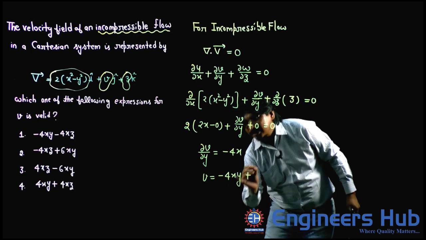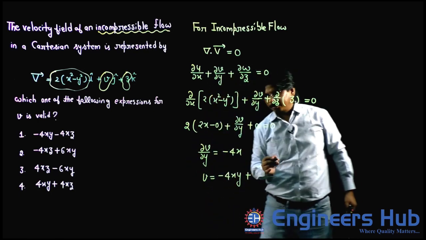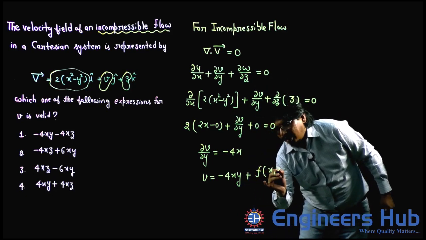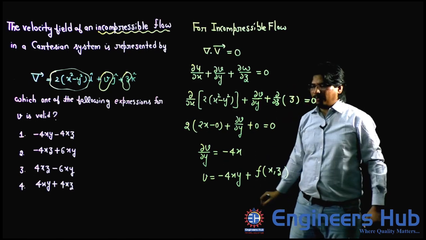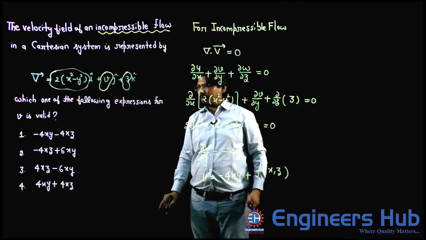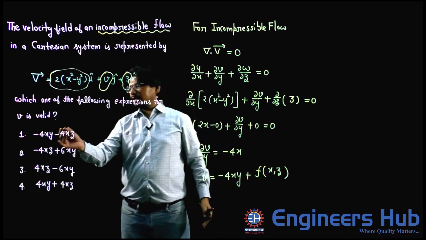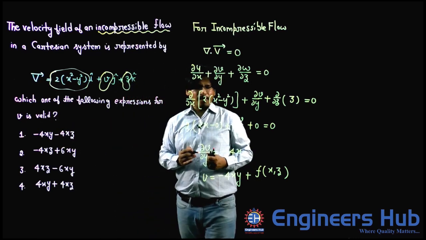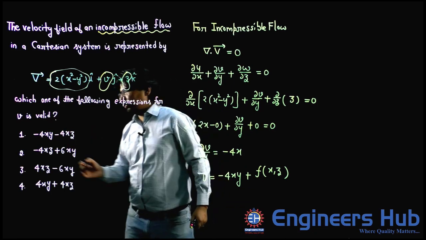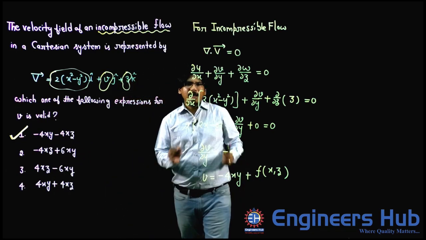4xy plus some arbitrary constant will come. I am doing the partial integration with respect to y now, my friends, so the arbitrary constant will be the function of x comma z. So let us see which option is matching, my friends. Look here, option 1: minus 4xy, and the function of x comma z is given as minus 4xz. So basically this is our right option, my friends. Option 1 is the correct option.